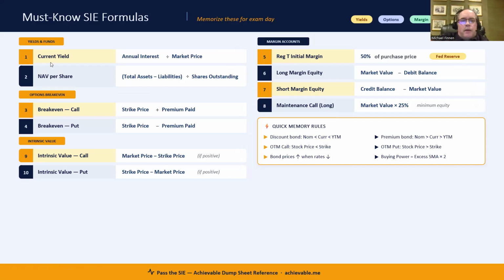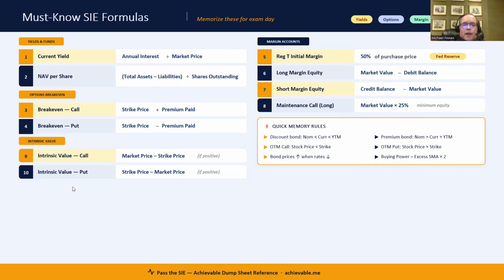So this is current yield is annual interest divided by market price. NAV, remember NAV from open-end shares, total assets minus liabilities, divided by shares outstanding. On options, and again, there's not a lot of option questions, okay? But a break even on a call, strike price plus premium. Break even on a put, strike price minus premium.